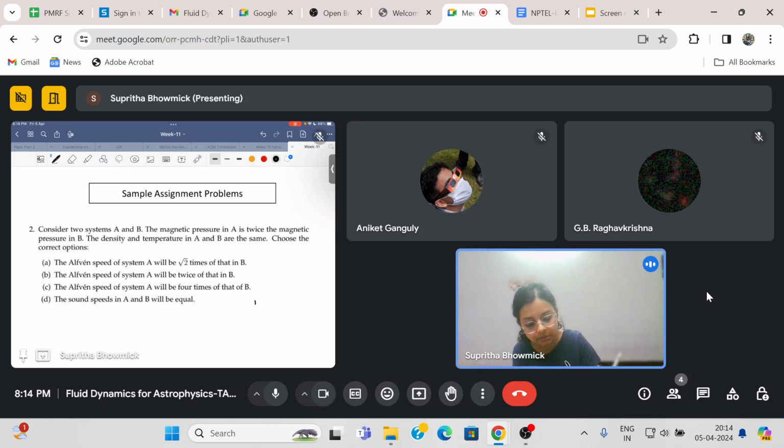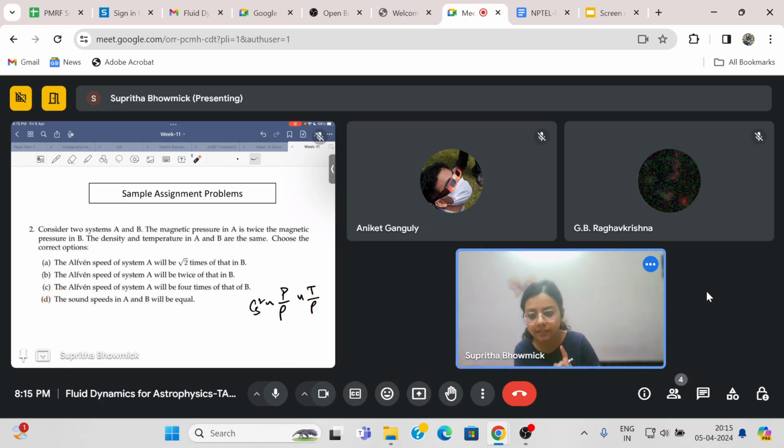Why? Because the sound speed, given by P by rho, will be given by T by rho, because P relates to T. And if the pressure and density are the same in the two, the sound speeds will be the same in the two. So D is the correct option.